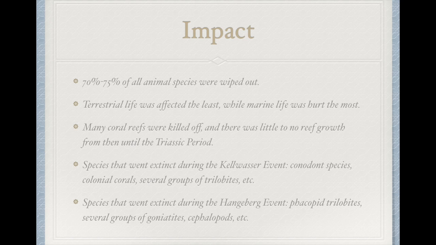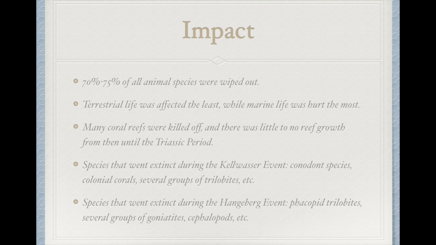With this being said, the effect of all of these things is known. About 70 to 75% of all animal species were wiped out during this time. While this is a large number in and of itself, what makes it even more notable is that the majority of it was marine life. And to be clear, most of life on Earth at this time was in the oceans. But still, the terrestrial life was barely affected by this extinction event.